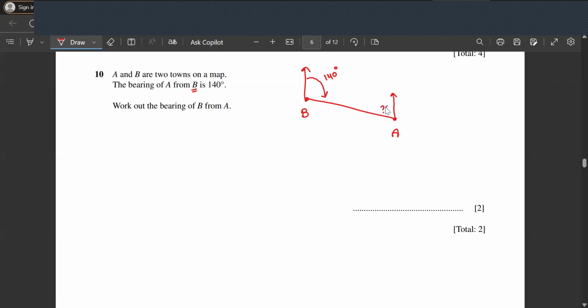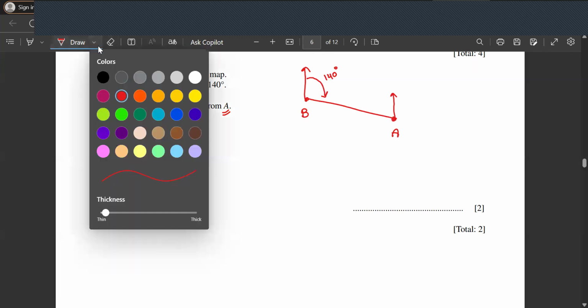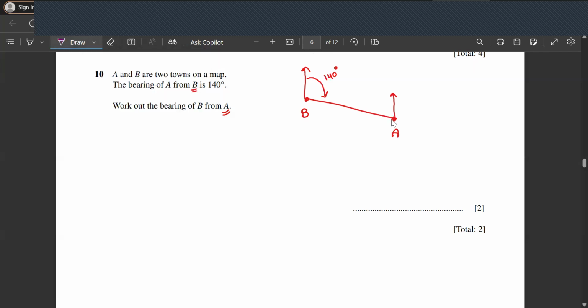He needs this. What should I do? Is it correct or wrong? Students? No, it's not correct. Yes, this is the common mistake you do. Whenever he's telling me from A, that means I'm standing here. If I'm standing here and I want to look at B, do not look like this. Wrong. You have to go from the north and clockwise like this. So this is the required angle.